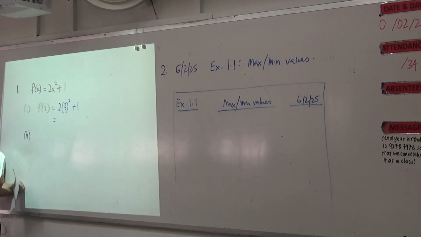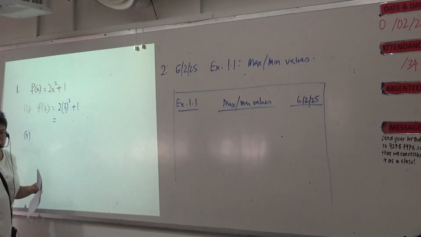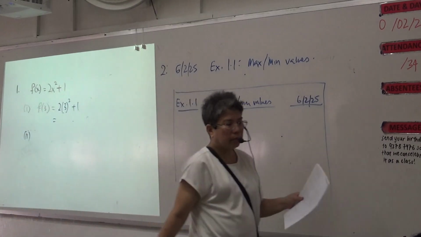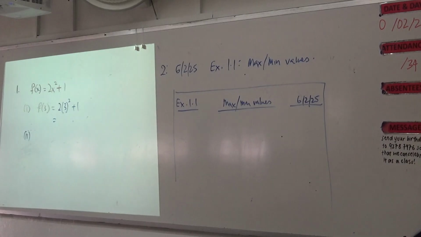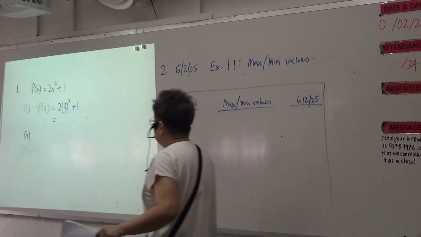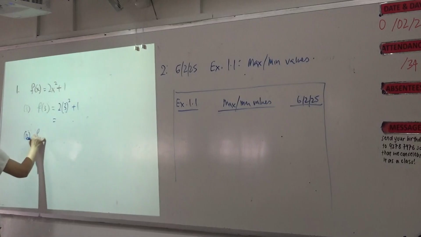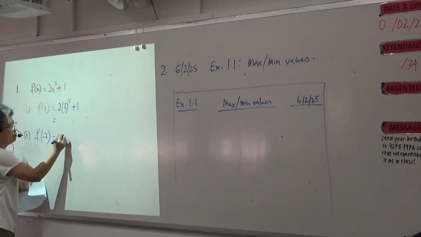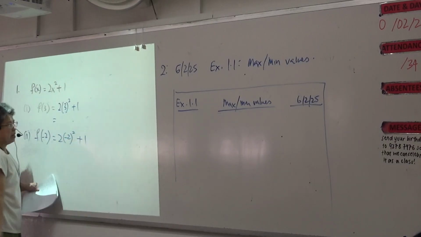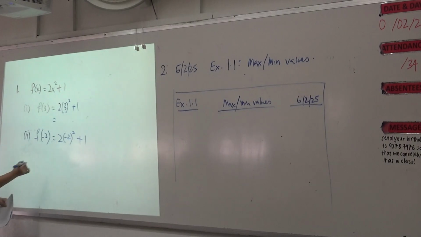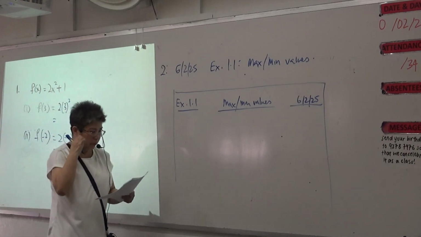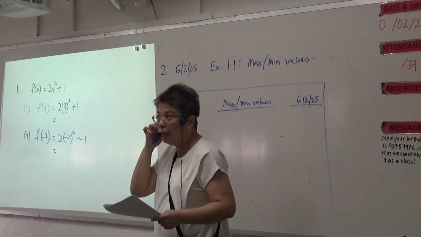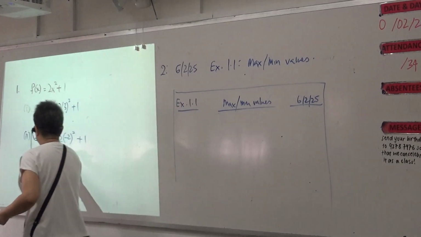Now, if I put equal, you also put equal with nothing, I'm going to throw the paper away, because you're not serious in the work. Get it? Okay, what's the next part? f what? f(-2). So this will be 2 times negative 2 squared plus 1, right? Must show the substitution. Okay, answer? 9.